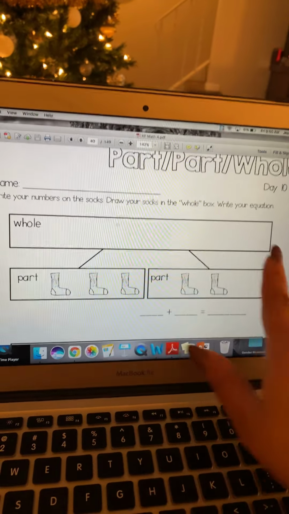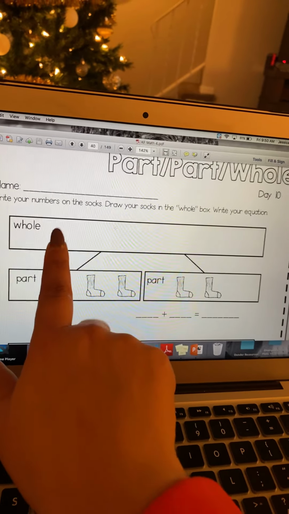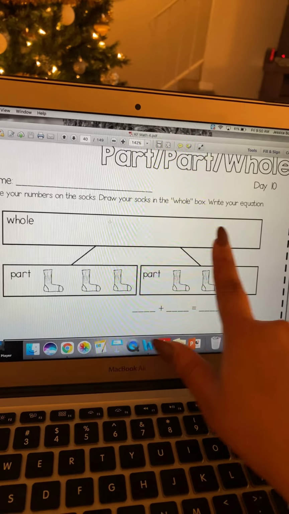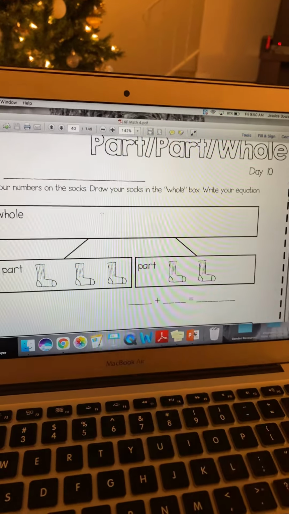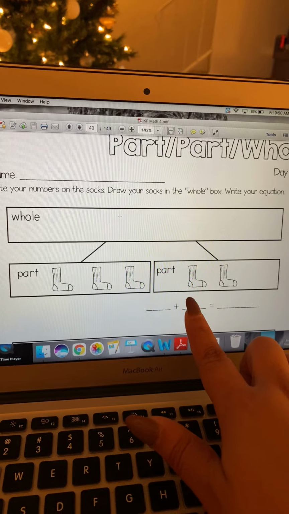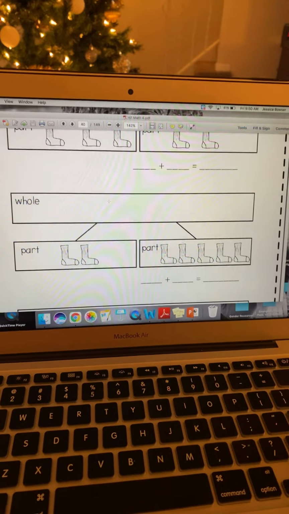Then you're going to draw your socks up here. And remember, it's the part whole. You're putting them together. So you draw 1, 2, 3, and then 1, 2. And then you count all your socks together and see how many you had. And there should be 5, okay? Down here, your addition sentence would say 3 plus 2 equals 5. And you won't be done because I think there's 2 more.